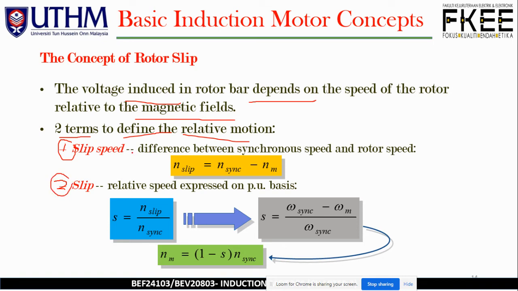Okay, now back to slip speed. What is the definition? It's nothing but the difference between synchronous speed and rotor speed. So we have n_slip, which is equal to n_sync minus n_m. So n_slip is the slip speed of the machine. Again, I repeat, this is the slip speed of the machine, and n_sync, or synchronous speed, is the speed of the magnetic field. What about n_m? n_m is the mechanical shaft speed of the motor. Okay, so hope you can get it.